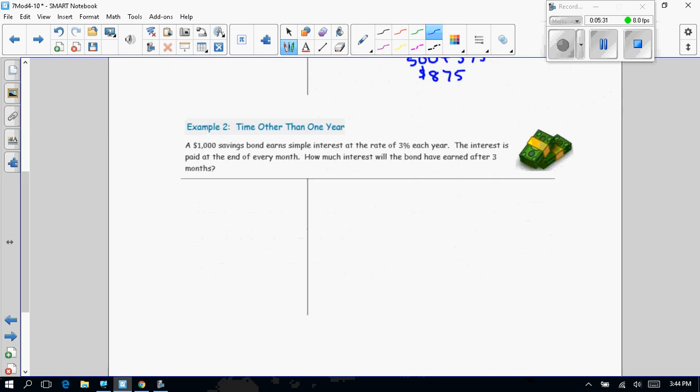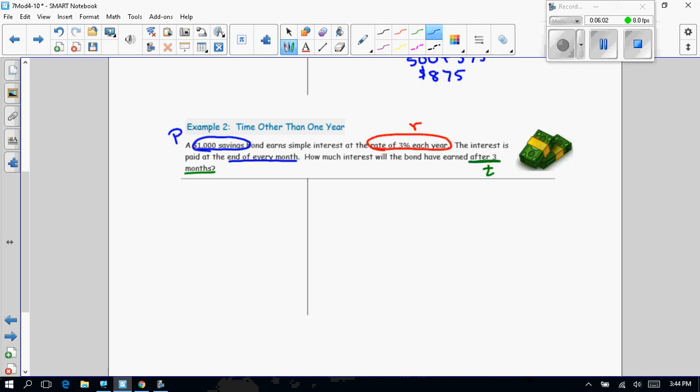All right, number 2, we have a $1,000 savings bond. What is that? That is my principal. And it earns an interest rate, it literally will tell you, rate of 3% each year. The interest is paid at the end of every month. Paid every month. How much interest will you have after 3 months? Oh, I'm going to change my color. 3 months. So that is my time.